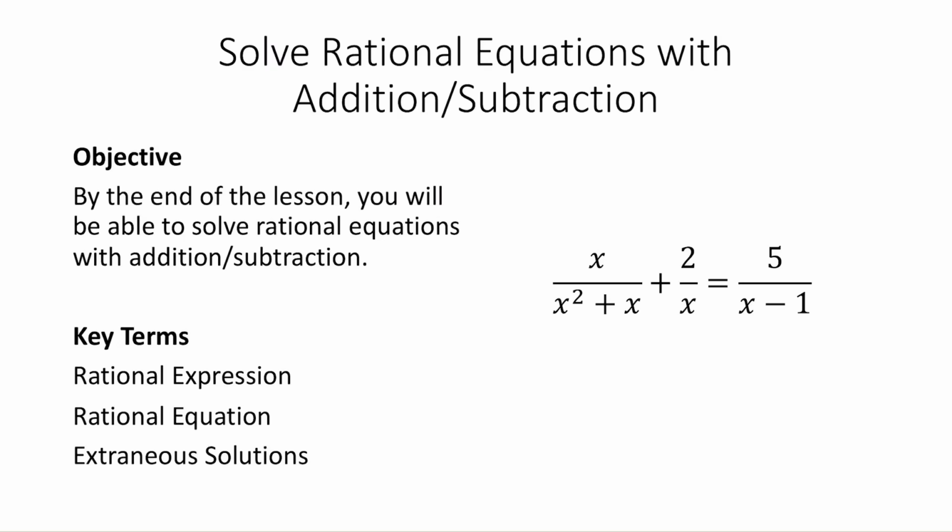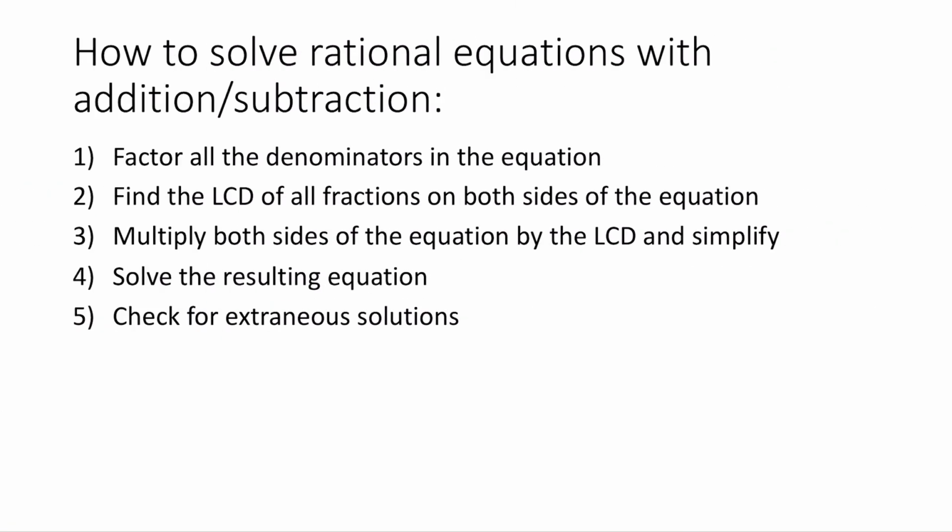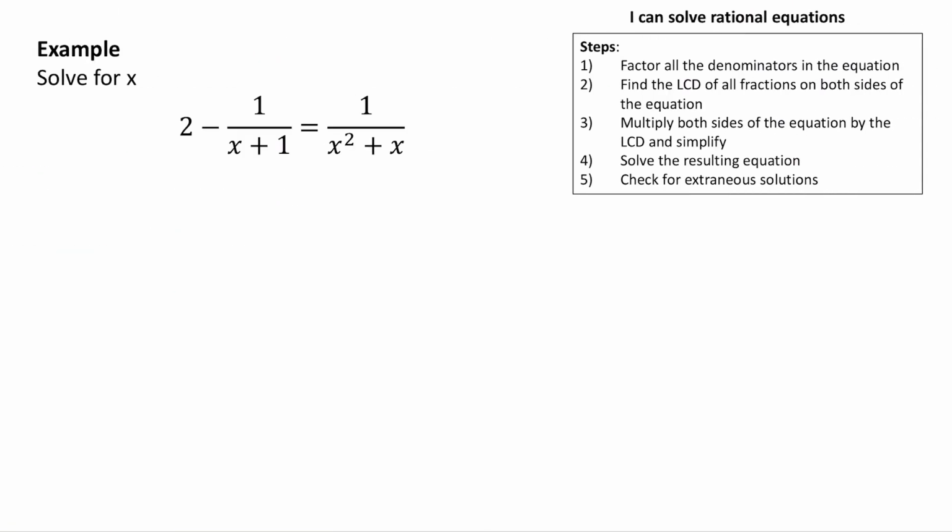So in this video, we're going to talk about how to solve rational equations with addition or subtraction. Here's what we're going to do to solve rational equations that require addition or subtraction. We're going to factor all the denominators in the equation, and then find the LCD, the least common denominator of all fractions on both sides of the equation. Then multiply both sides of the equation by the least common denominator and simplify, and then solve the resulting equation and check for extraneous solutions.